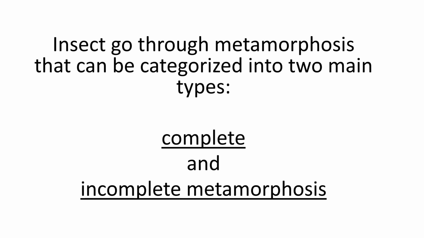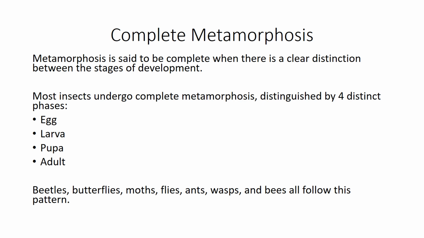Insects go through metamorphosis that can be categorized into two main types, complete and incomplete metamorphosis. Complete metamorphosis. Metamorphosis is said to be complete when there is a clear distinction between the stages of development. Most insects undergo complete metamorphosis, distinguished by four distinct phases: egg, larva, pupa, and adult.